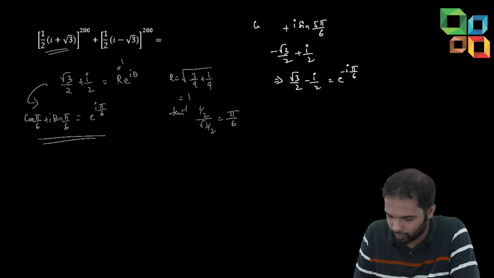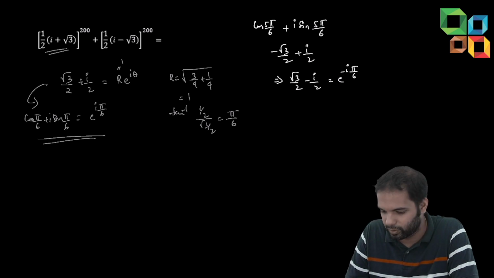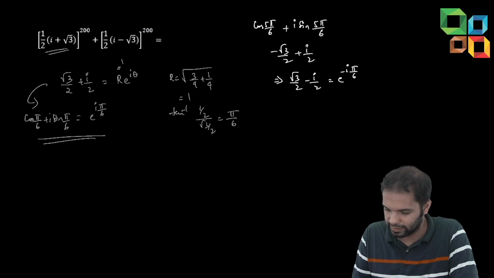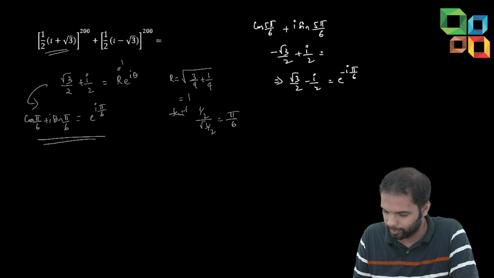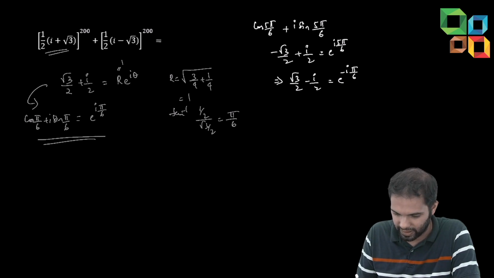Again, it's cos of 5 pi by 6. If you want, you can check. Fine. Cos of 5 pi by 6 would be minus root 3 by 2. So this is nothing but e power i 5 pi by 6. Clear? But it doesn't change your answer much, because most of the times you would get some multiple of pi. But let's look at what we are arriving at.